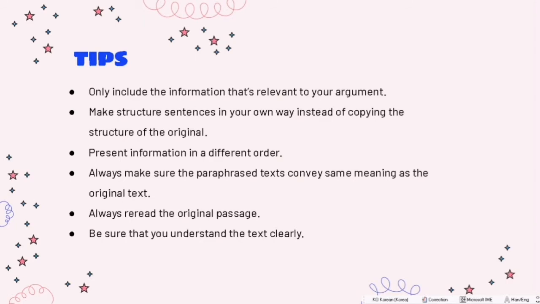Also, always make sure that the paraphrased text conveys the same meaning as the original text. Next, always reread the original passage. This will prevent students from changing the original author's message, hence it is very important to read the original passage thoroughly. Lastly, be sure that you understand the text clearly. It helps the person to rewrite the text, keeping the originality and elementary ideas of the text intact even in the new format of the text.